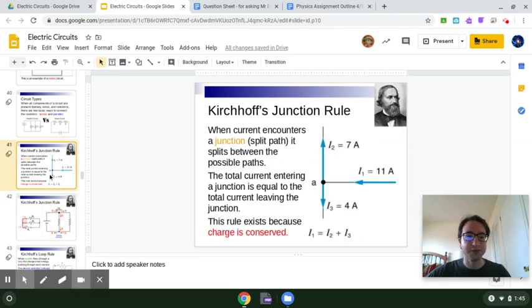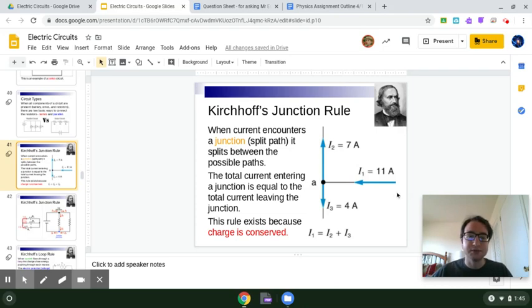The junction rule deals with current. It says that as electrons carrying charge flow through, that means that's a current, and it hits a junction, well, that current is going to split two, three, four ways depending upon how many pathways we have available, and the total current entering is equal to the total current leaving the junction. That just means that charge is conserved.